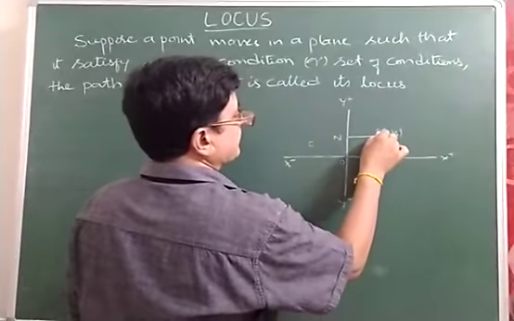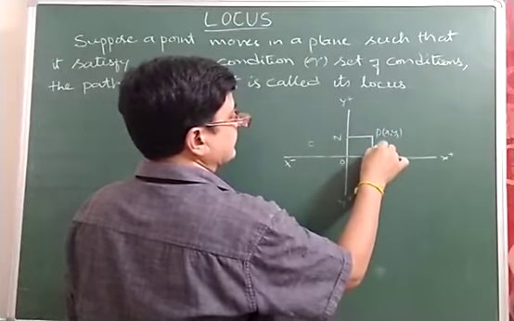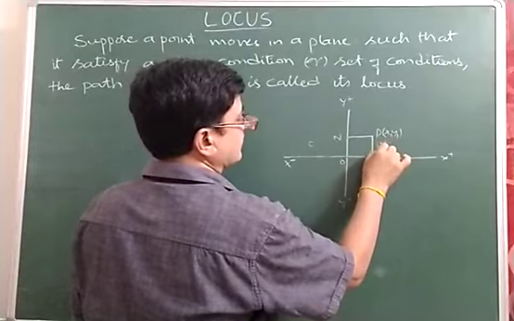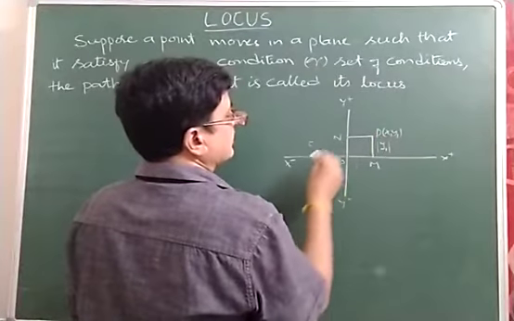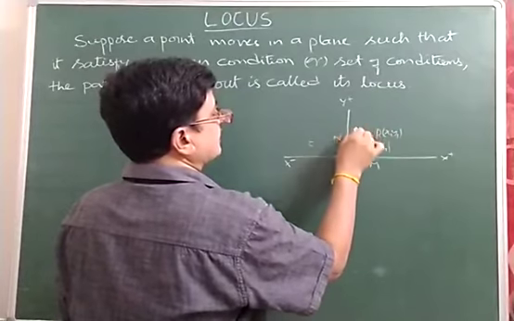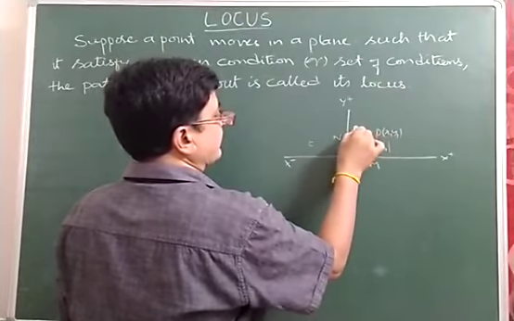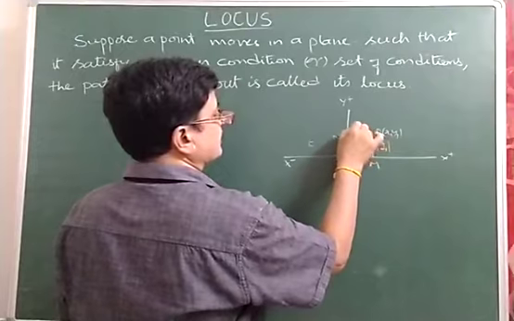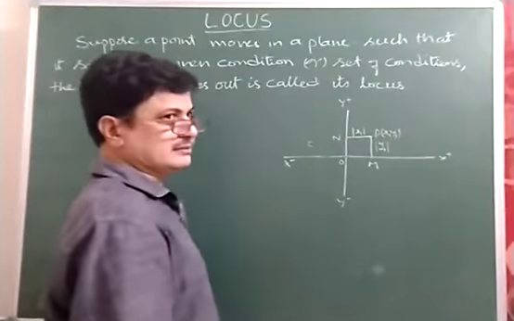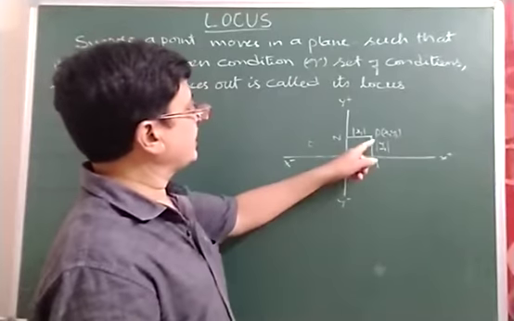The perpendicular distance from P to the x-axis is always equal to the y coordinate, that is modulus of y1, and the distance from P to the y-axis is always equal to the x coordinate of P, that is modulus of x1. The locus of a point, here P is a variable point.